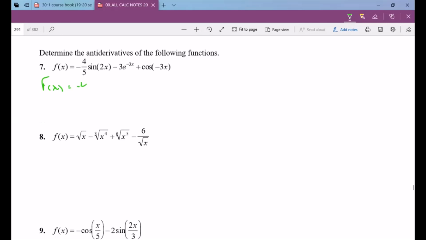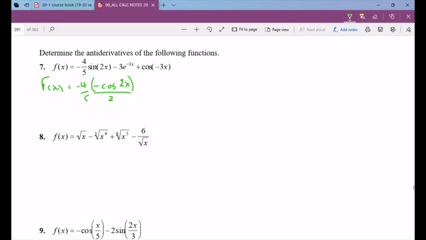The negative 4/5 stays right where it is. The antiderivative of sine is negative cos, right? Because the derivative of negative cos would be negative sine. There we go. With brackets around here because it's not subtracting. And then we need to divide this by 2 because we would have chain ruled it. We would have multiplied by the derivative of 2x. So now we are dividing by 2.